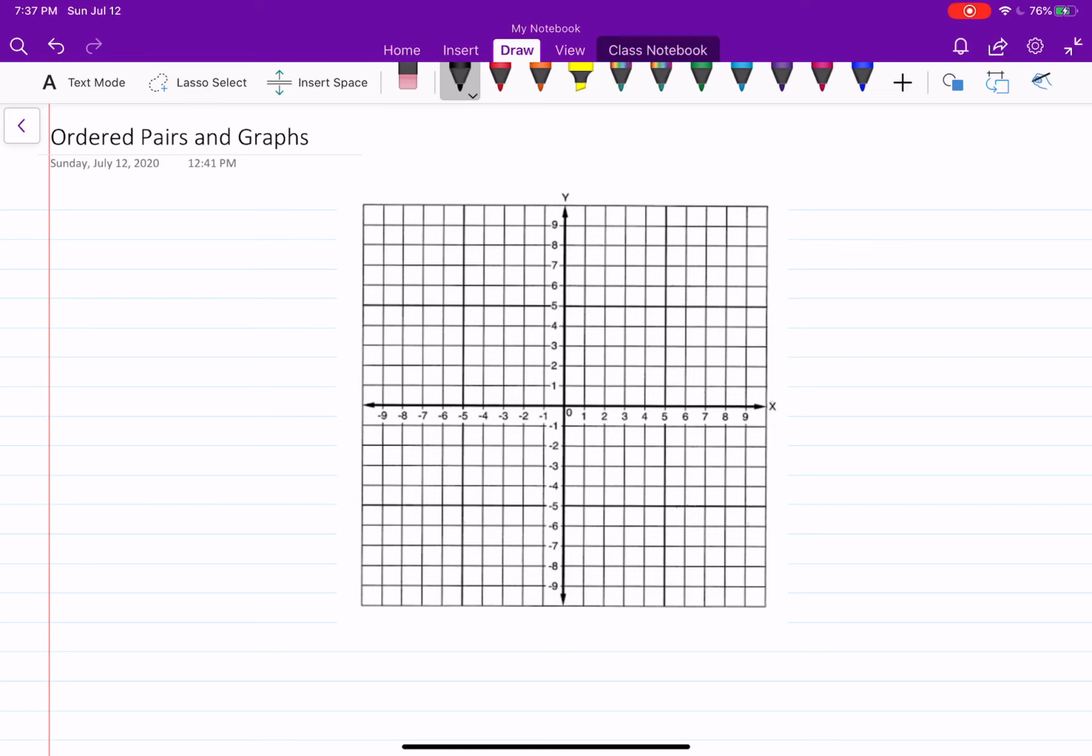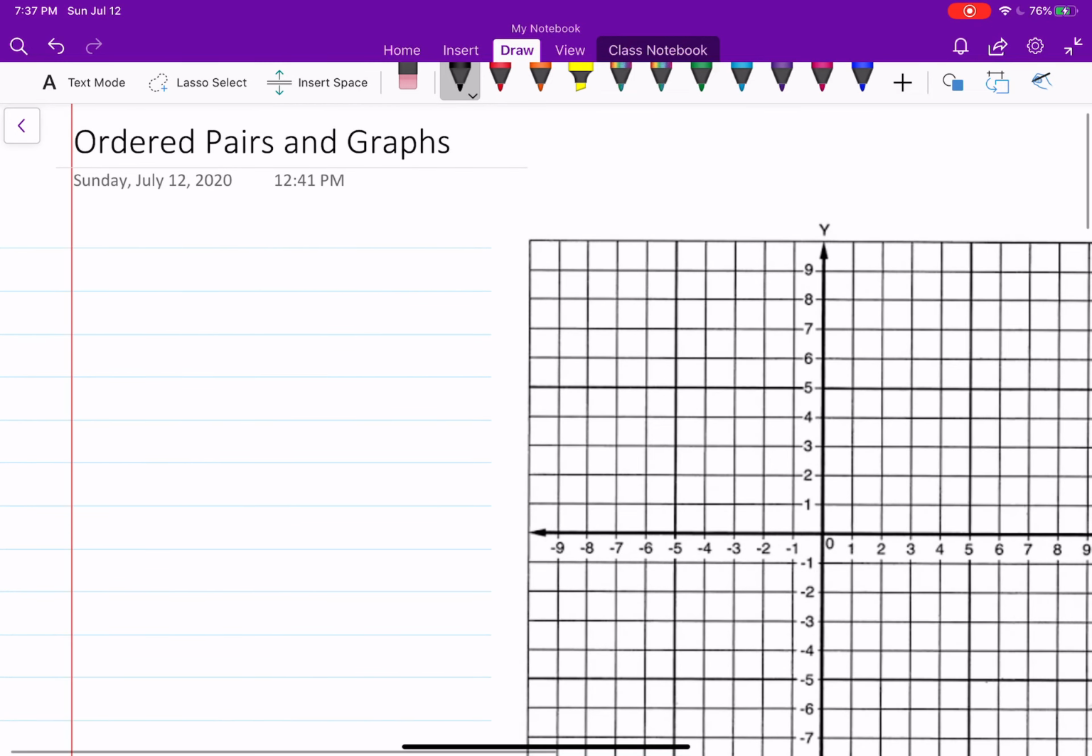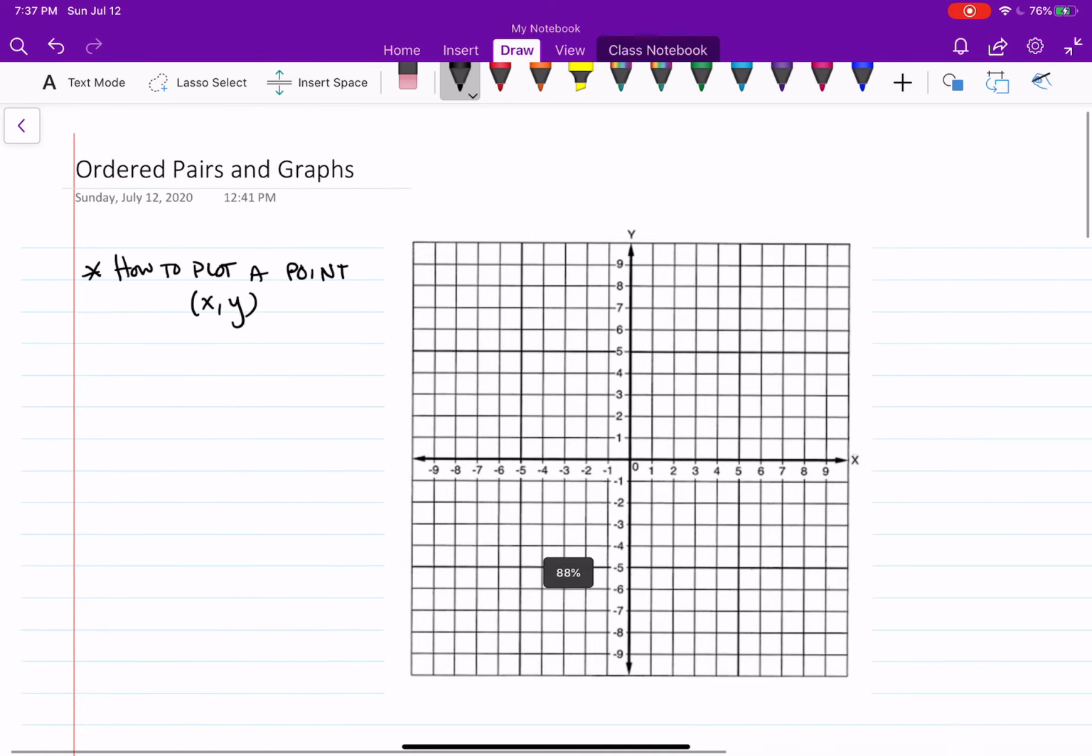All right, so let's talk about ordered pairs and graphs. First, what you're going to want to know is how to plot a point. Each point has an x and a y value, okay? So if you look over here, what does it mean?